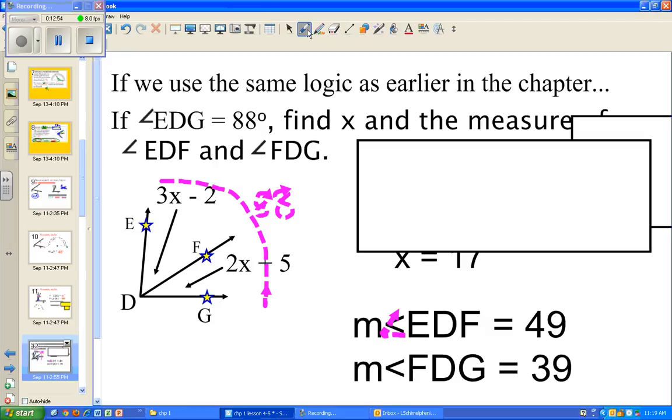Okay, oops, why am I using that pink? That pink has an arrow on it.